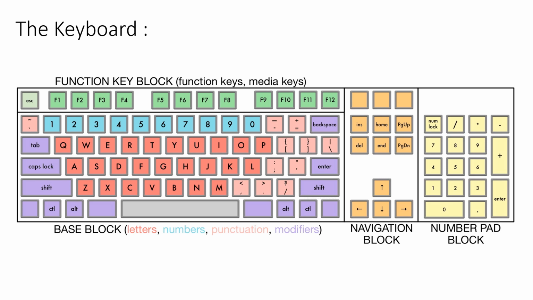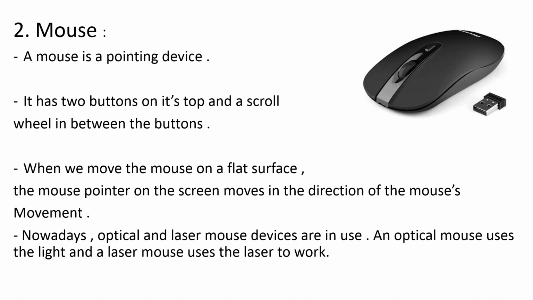Okay. Now the next device that we are going to study is the mouse. A mouse is a pointing device. Pointing device as in the arrow that you are able to see on the screen represents the direction in which your mouse is moving. If you are moving your mouse in the right direction, the arrow on the screen moves towards the right direction. Now it has 2 buttons on its top and a scroll wheel in between the buttons.